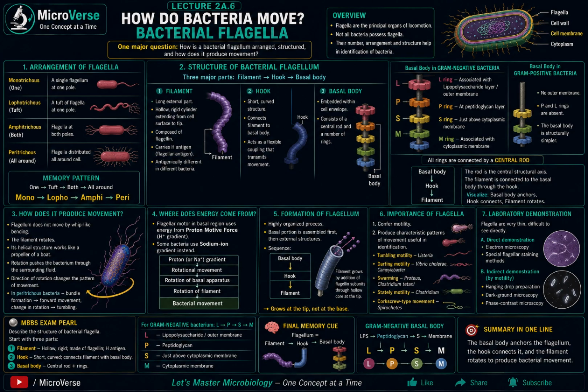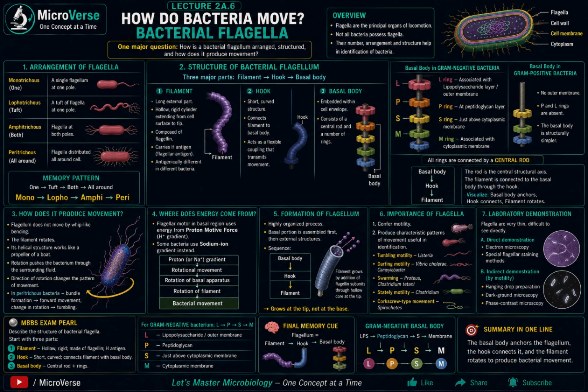The bacterial flagellum does not move by a whip-like bending action like a eukaryotic flagellum. Instead, the filament rotates because the filament is rigid and helical. Its rotation works like the propeller of a boat. The rotational movement pushes the bacterium through the surrounding fluid. Therefore, a rotating flagellum equals bacterial locomotion.